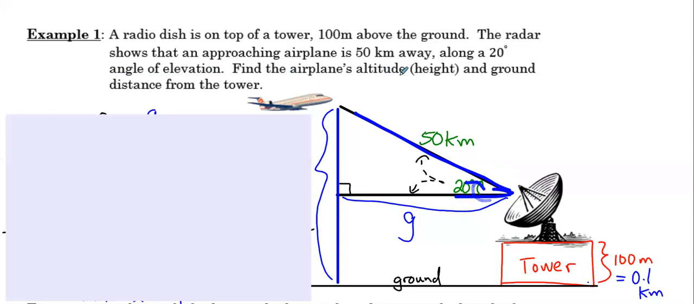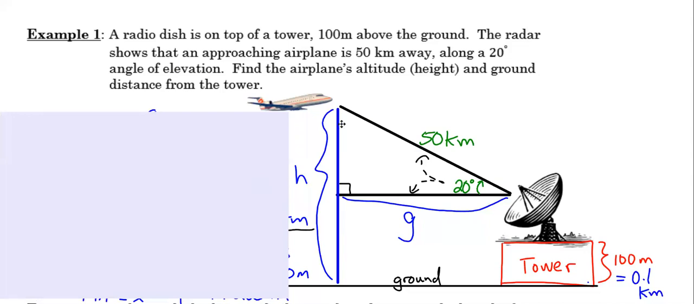All right, so you're asked to find the airplane's altitude, which is a fancy way of saying height, and ground distance from the tower. All right, so it's essentially the same sort of idea. Now, see this big blue line here? That is the measurement you're asked to find. The plane's altitude and ground distance from the tower. So the ground distance from the tower is this little g labeled, and the altitude is this height measurement. Okay, this tall one right there.